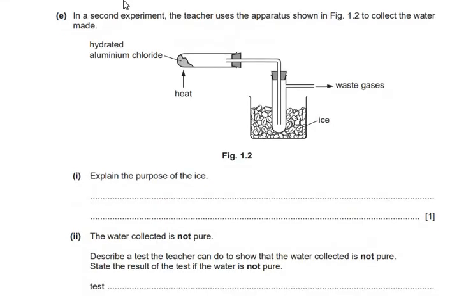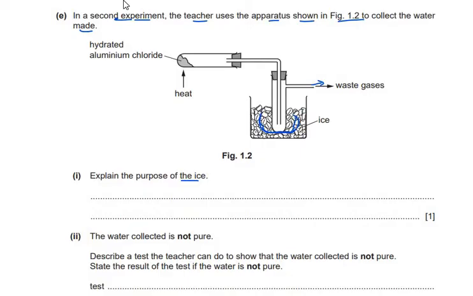Okay. The next question says, in a second experiment, the teacher uses the apparatus shown in figure 1.2 to collect the water made. Now hydrated aluminium chloride is taken in a sealed tube, you can see here, and the heating is done not in the crucible but in a sealed glass tube. Explain the purpose of the ice. Now here you can see that the gas produced is passing another tube, the waste gases escape out, and there is an ice outside these tube.